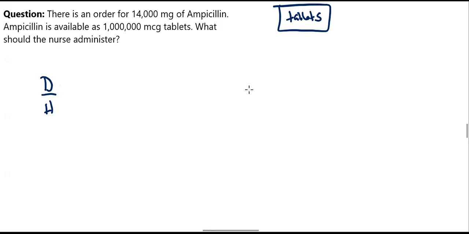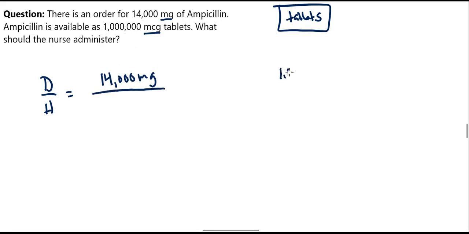All right, so I know what I'm looking for. I know what type of question it is. I know what formula I'm going to use. Those are the beginning steps. The next step is units, making sure they're the same units. And they're not. I've got milligrams and micrograms. So I'm going to have to make sure that they're both either milligrams or both micrograms. I'm going to go with both milligrams because that's what the order is for. The order is for 14,000 milligrams. I'm going to leave that alone.